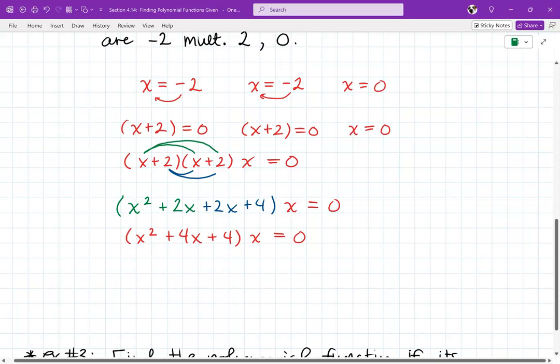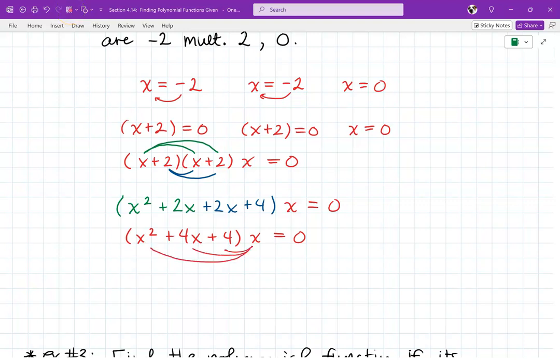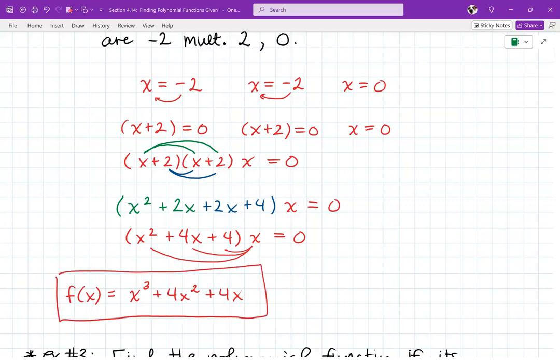Okay, so I fixed everything on the inside. And now just get that x on the right side and multiply it in. Okay, let's just multiply that x in. So it's going to go here, there, and there. So x squared times x is x cubed. Okay, x times 4x, that's 4x squared. And x times 4, that's 4x. And this should be equal to 0. But remember, the 0 doesn't matter. I just want to write that that's my function. This is the function where it came from.